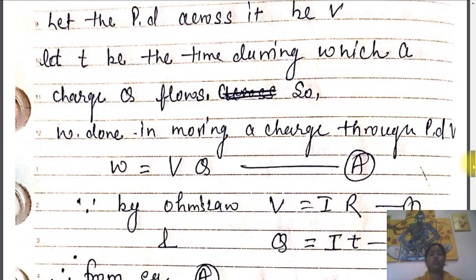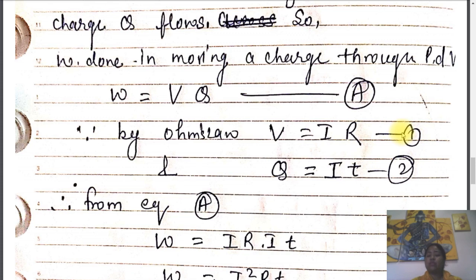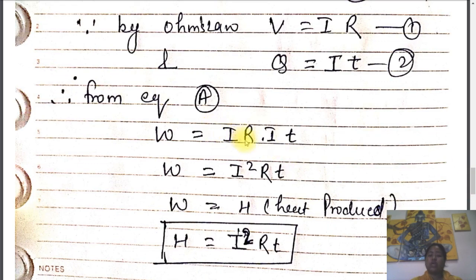What we have to do next is place the values of equations 1 and 2 in equation A. When we do that, we get W equals I into R into I into T. When we solve the equation, we have W equals I square RT. And we know that whatever amount of work is done is always equal to the amount of energy.